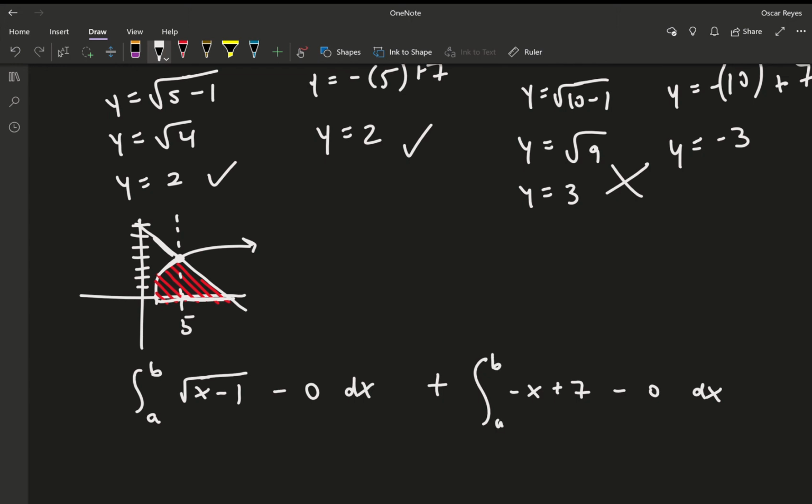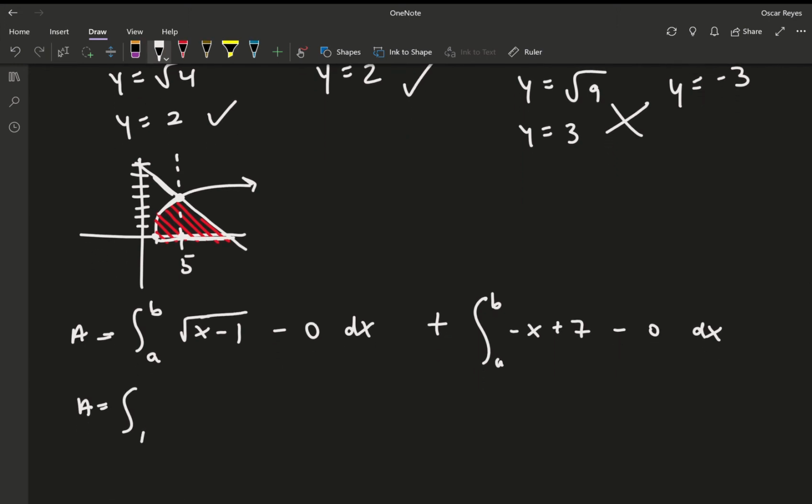So what we're looking for in our first integral for the a is where it starts and where it ends. We know it's starting at 1 and that it ends here at 5. So our area is equal to our first integral, from 1 to 5, of the square root of x minus 1 dx. Plus our second integral, which starts at 5, because that's where the first one finished. But we need to know what this point of intersection is.